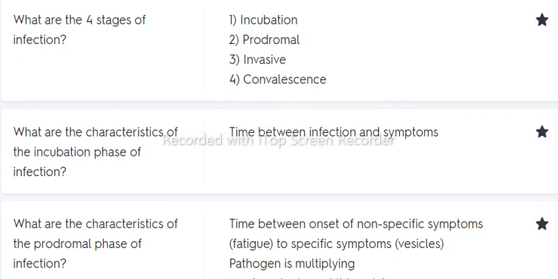What are the 4 stages of infection? 1. Incubation. 2. Prodromal. 3. Invasive. 4. Convalescence.